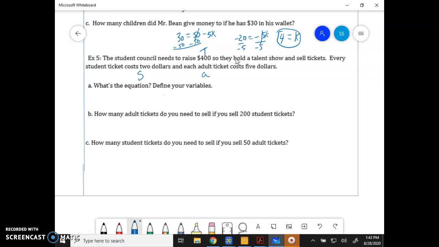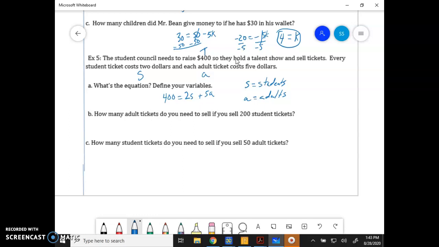So our total that we need is 400, and we're going to sell student tickets for 2 and the adults for 5. Okay, so there's our equation. If you want to write out S is equal to students and A is equal to adults. There we go.